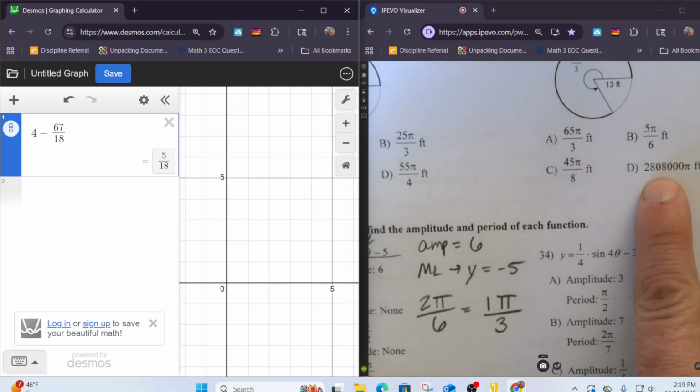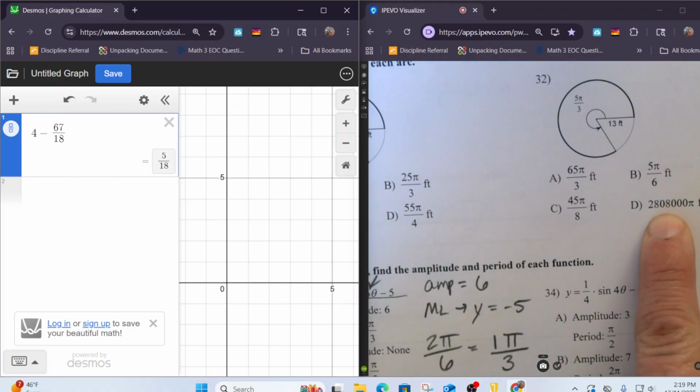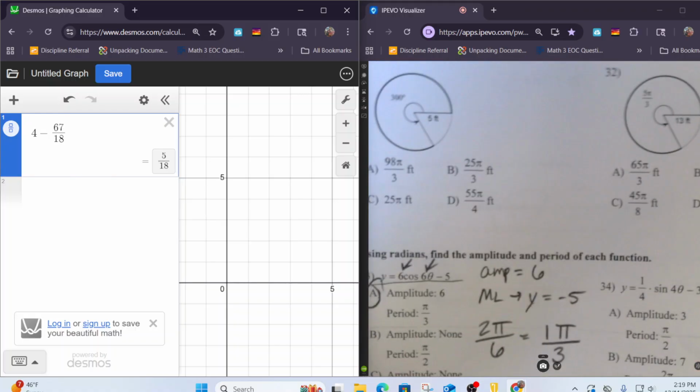Guys, if you get a number this big on 32, is that going to be right? No, that's ridiculous.